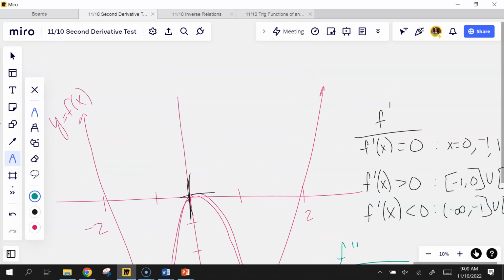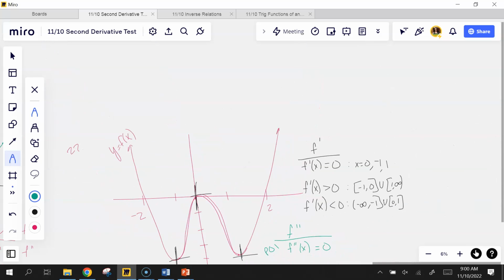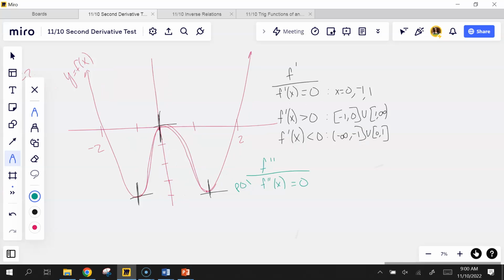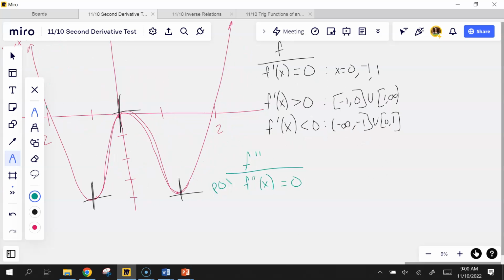Well, let's go on our graph and let's just look here. What is the concavity here? Up. We all agree, right? Concave up. Where does it change from being concave up to being concave down? Because I see it concave down here.